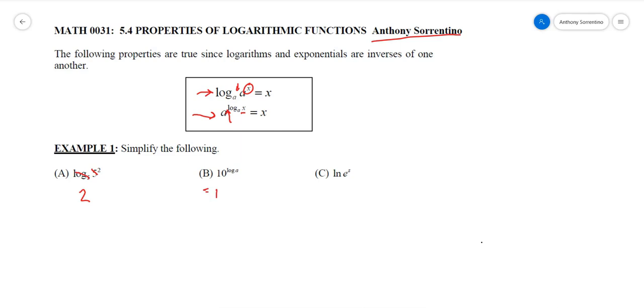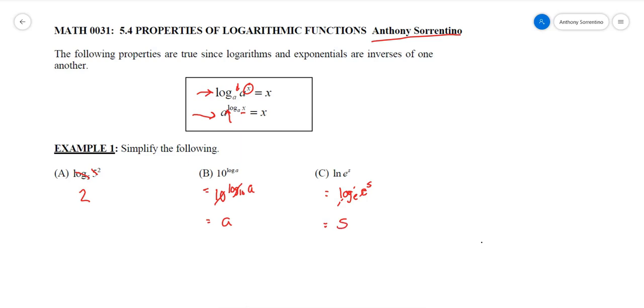This is the same thing as 10 raised to the log base 10 of a. No logarithmic base is reported, so we automatically assume it's base 10. And again, an exponential base 10 and a logarithm with a base 10 next to each other cancel. I'm left with a. And of course, this is the same thing as log base e of e to the s. Same instance here. They just cancel, leaving me with s.